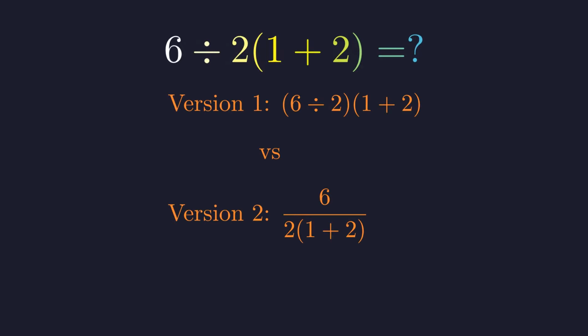Is it just a simple operator, or does it create a fraction with everything on the right in the denominator? Let's see what happens with each interpretation.